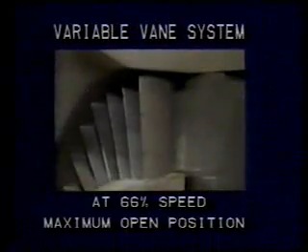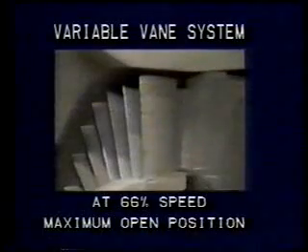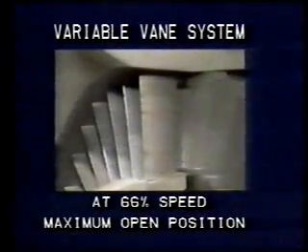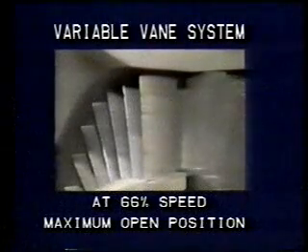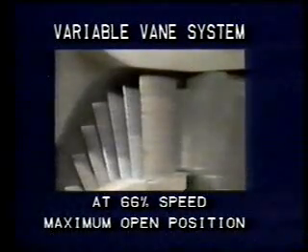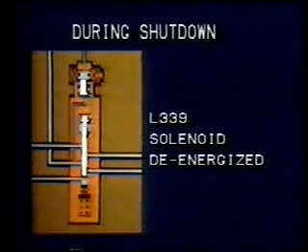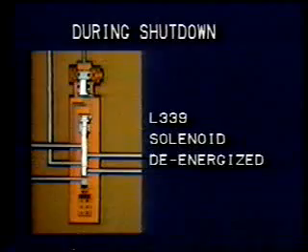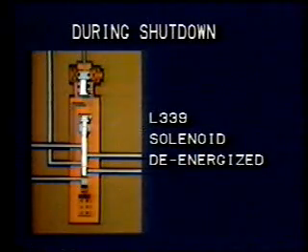At 66% engine speed, an electrical signal is sent to the pilot control valve. The solenoid changes position and pressurized oil flows to the actuator, moving the vanes to the maximum open position. During shutdown, when engine speed decreases below 90%, the L339 solenoid is de-energized. Oil can then flow out of the actuator, allowing the vanes to return to the minimum open position.